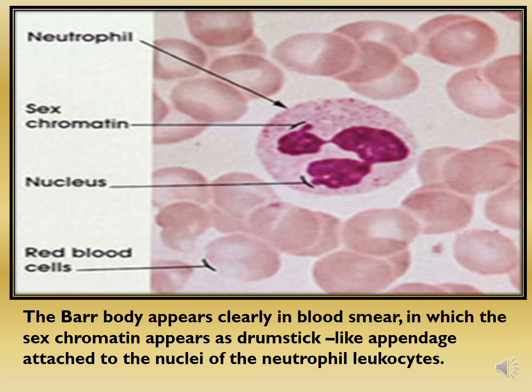The bar body appears clearly in the blood smear also, in which the sex chromatin appears as a drumstick-like structure that is attached to the nuclei of neutrophils of leukocytes. إذن هذه هي كريات الدم البيض neutrophils اللي نسميها الخلايا العدلة أو المتعادلة، واللي تكون فيها نيوكليوس multi-lobed متعددة الفصوص. فنلاحظ السكس كروماتين بهذا الشكل مثل عصا الطبل.